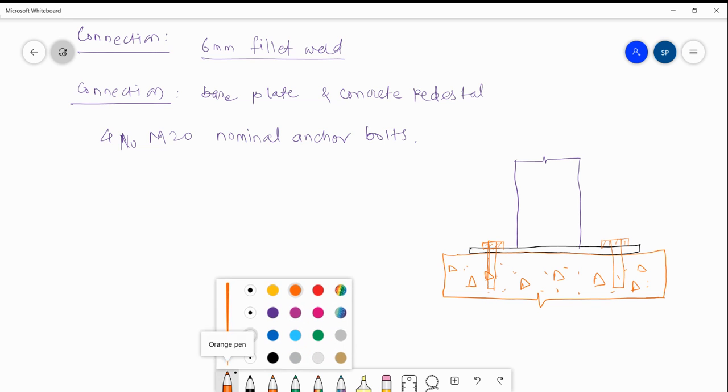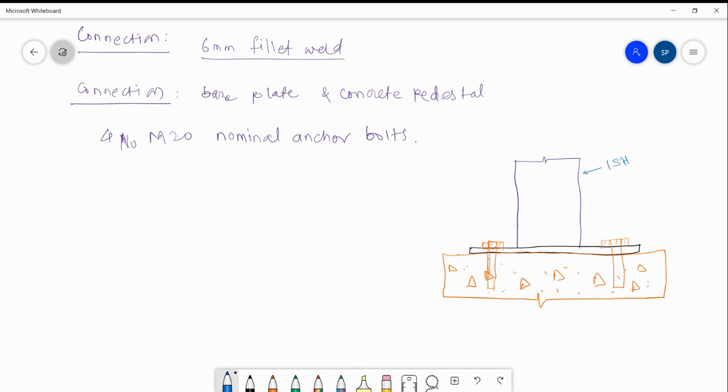So this is column ISHB 250, base plate, dimensions 400 by 540 by 40.